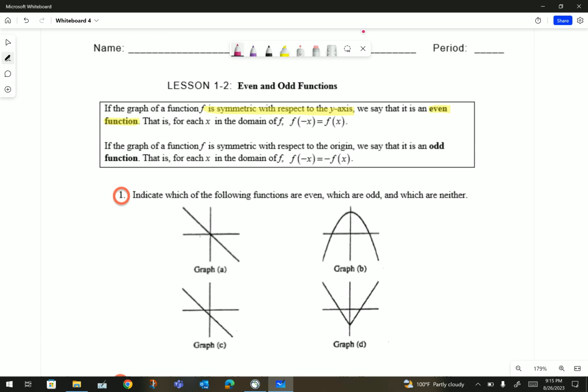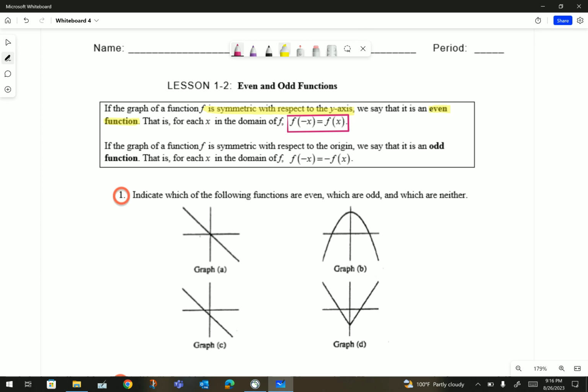Algebraically, what does that mean? Well, in function notation, we say that f of negative x equals f of x. What that means is that for every negative x value there will be a y, and for every x value there will be a y, and both of those y values are the same number, the same sign, everything. They're equal because they're mirror images.